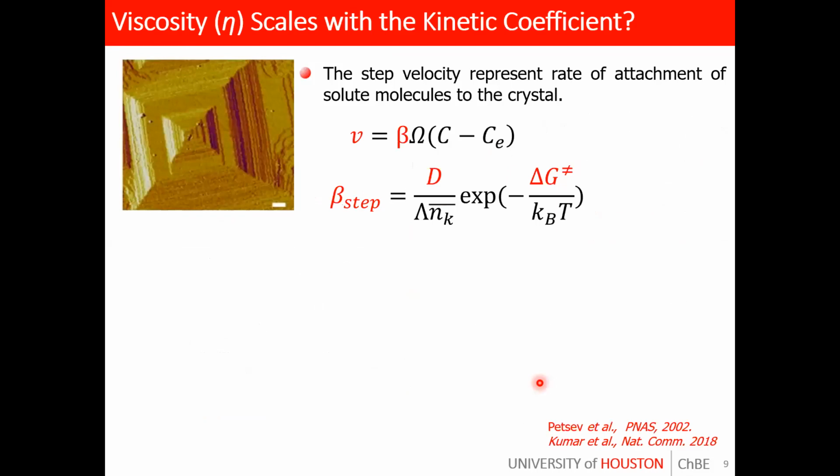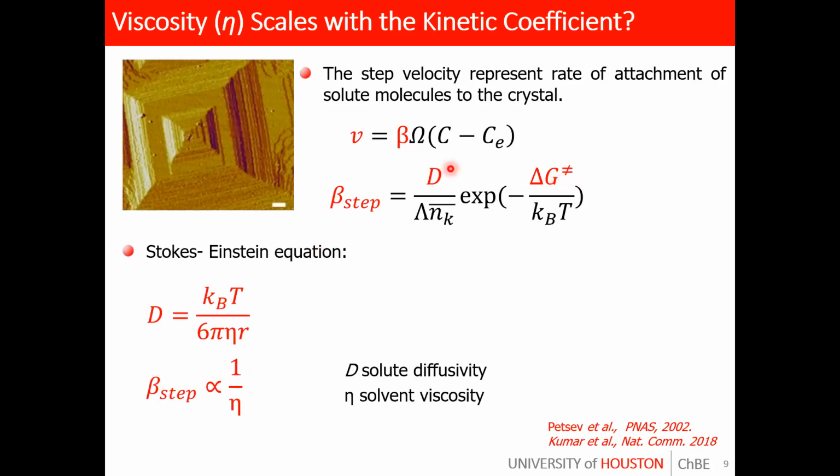So after understanding the solute-solvent interactions, we move into the kinetics of crystallization. Crystals grow by spreading of layers as shown here, and the step velocities are the rate of attachment of solute molecules to the crystal, and it depends on the solution supersaturation. Ce is the solubility, and beta is the rate constant, or the first order rate constant, for molecule incorporation into the steps. It depends on the solute diffusivity and the activation energy barrier for molecule incorporation into the growth sites.